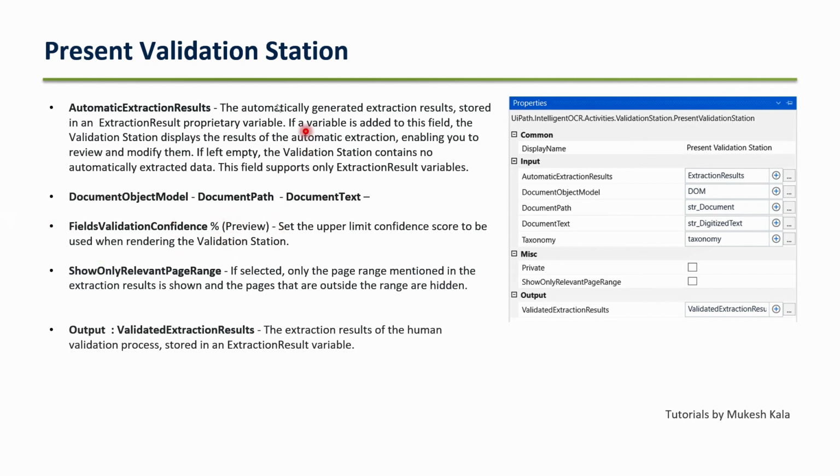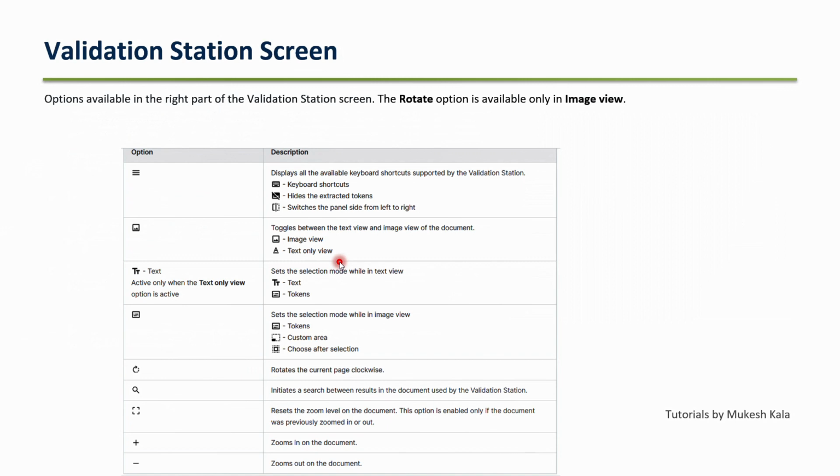Okay, so those were the properties of the present validation station, and this also has proper documentation. In this hamburger menu you have the keyboard shortcuts, hide the extraction token, we have seen that. I can do left, right, image only, text only view. Text versus token, selection area, token, custom area, right? You can rotate the document, zoom in, zoom out. All of these controls are available on the screen. Please remember the rotate option is available only in the image view, right? You cannot rotate the text.